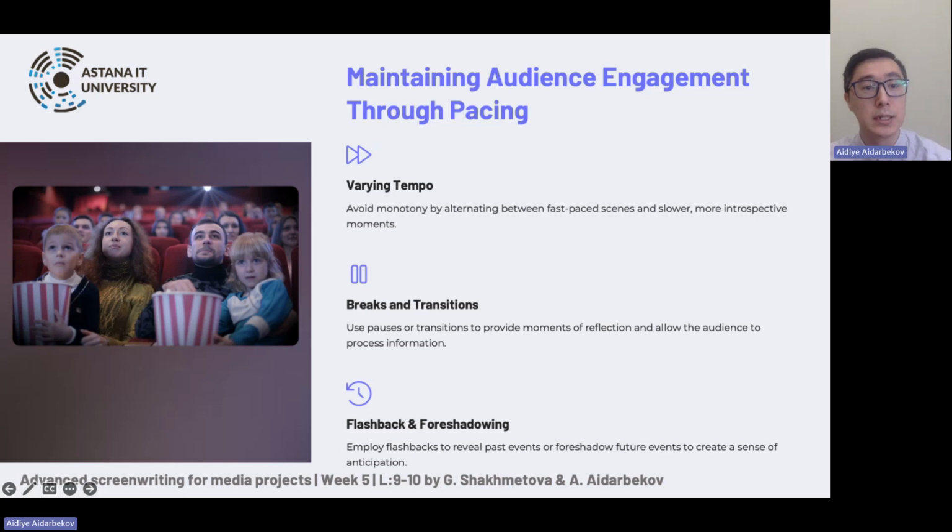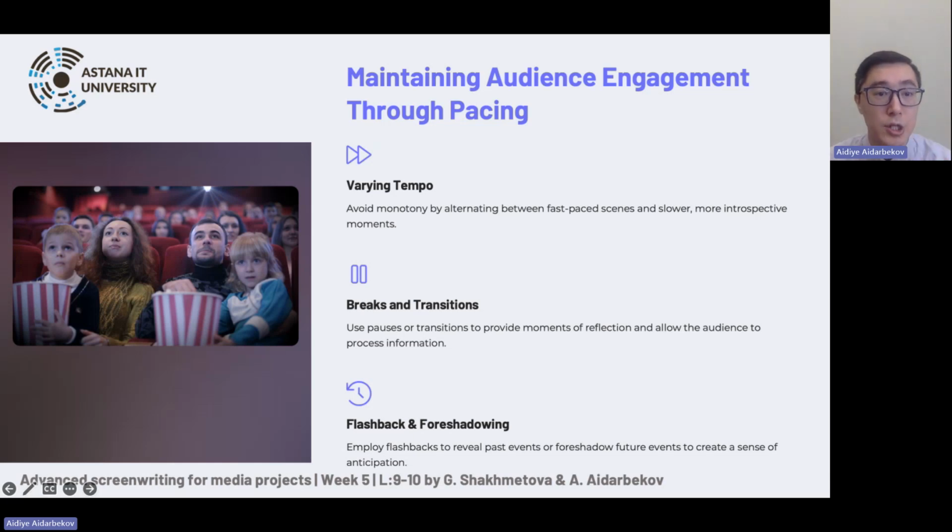So even through this varying tempo, in terms of slow motion and fast forwards, we can give our audience breaks even in only action scenes or only exploration scenes. So here, tempo is a good tool in our hands to give our audience a moment to think or, vice versa, a moment to enjoy action. The next one is breaks and transitions. So we can use some pauses or different transitions to provide moments of reflection and allow the audience to process information.